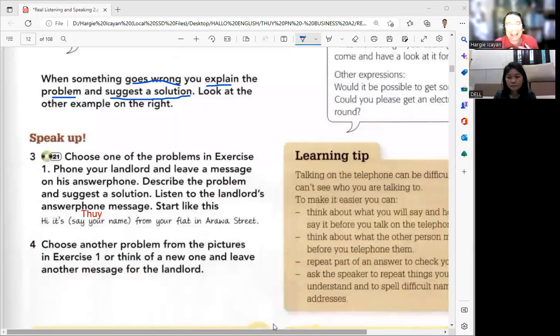So supposing I am a landlord. After hearing the beep on my answer phone, you have to start doing this one. Okay? So let's try to listen to the beep of my smartphone. Recording 21.